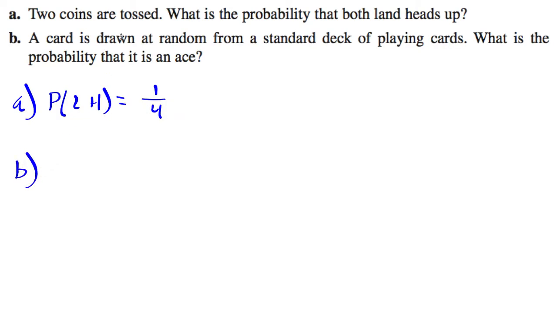For B, a card is drawn at random from a standard deck of playing cards. What is the probability that it is an ace? Well, in a standard deck of cards, there are 52, and there are 4 aces. So we get 4 out of 52, or 1 out of 13. So you can see probability is used a lot in gambling, because if you have to make a bet about whether the first card is going to be an ace or not, there's a 1 out of 13 probability, so that's not great. You have better luck betting against an ace.